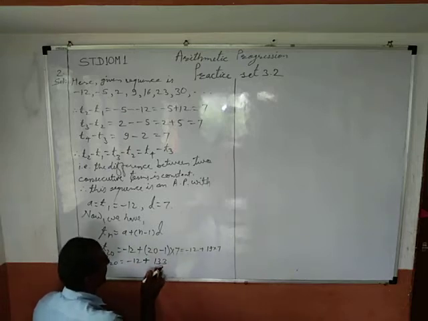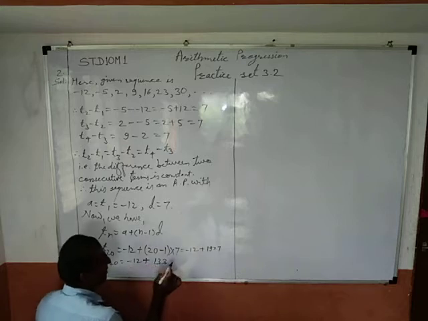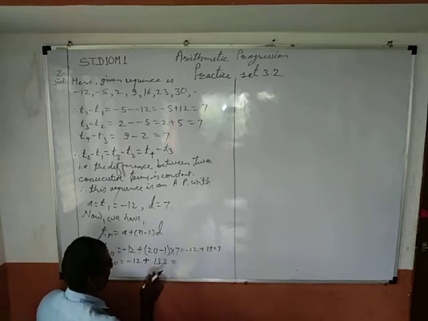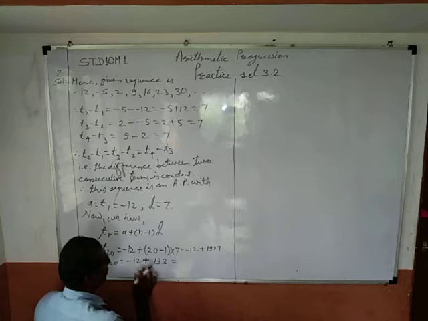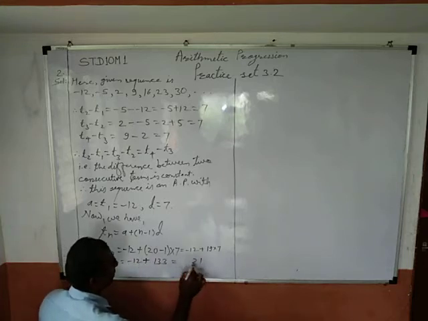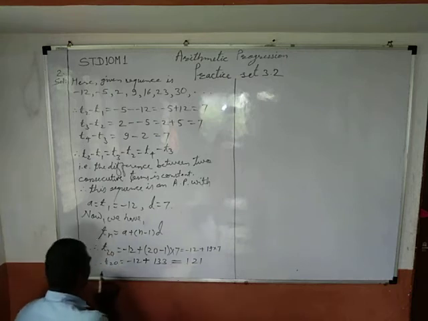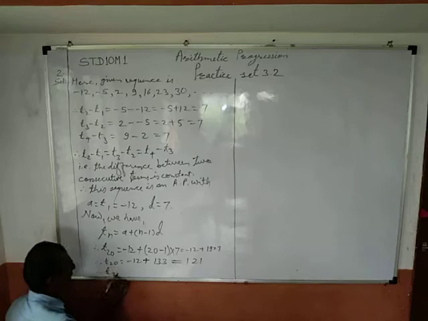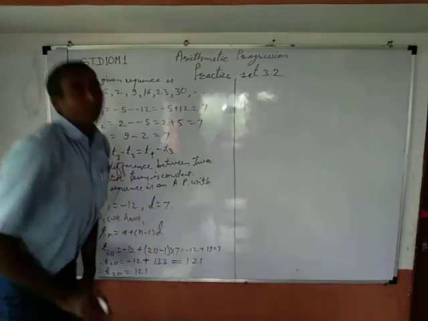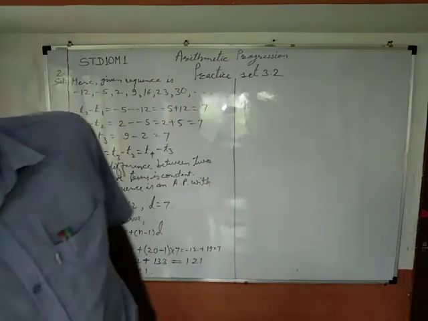Okay, 19 sevens are 133. Minus 12 plus 133 equals, now 3 minus 2 gives us 1, 3 minus 1 gives us 2, and 1 minus 0 gives us 1. Therefore T20 equals 121. Now question third.